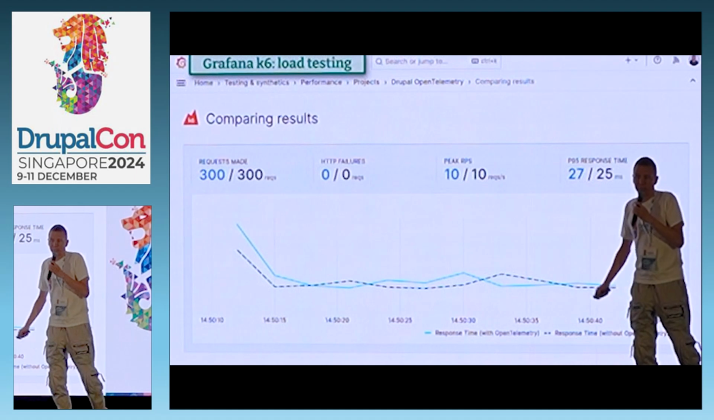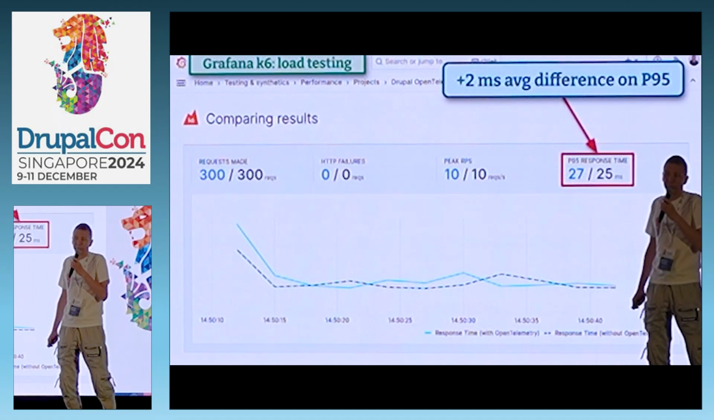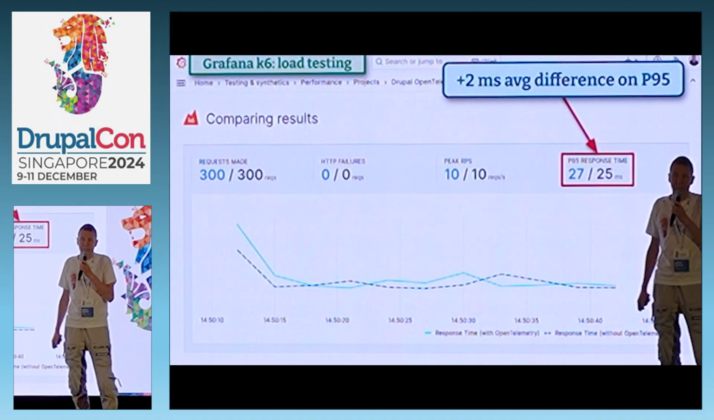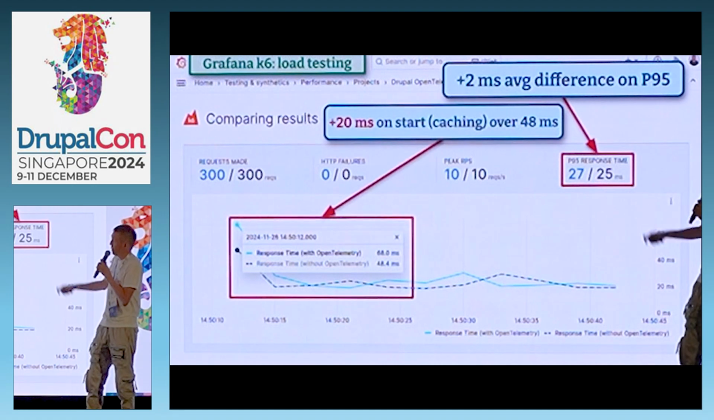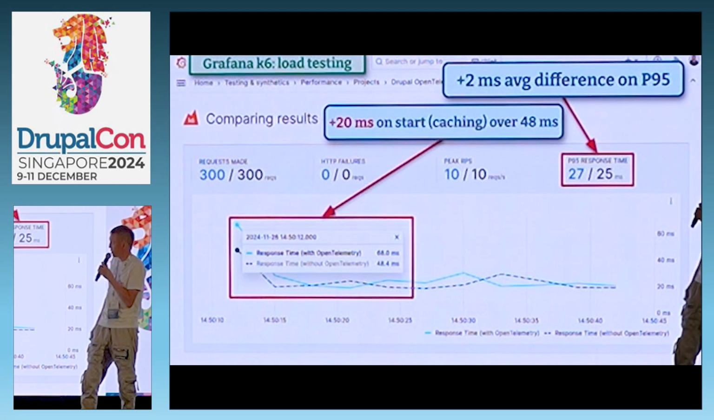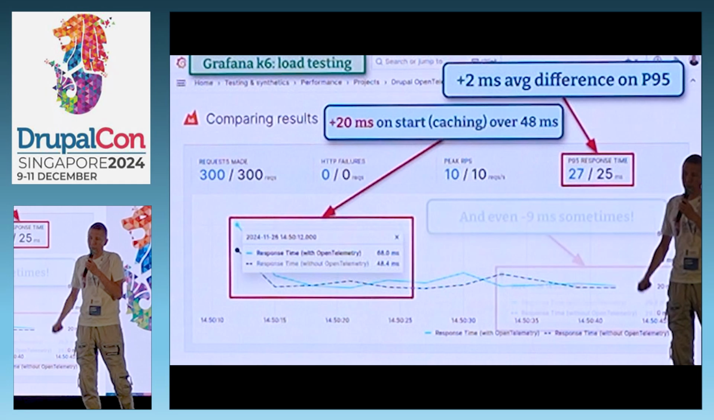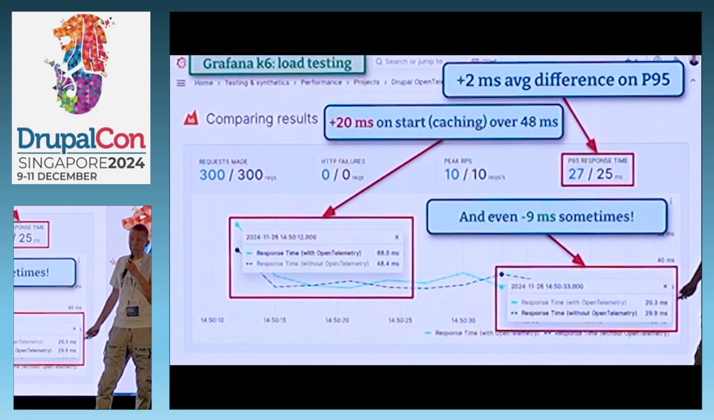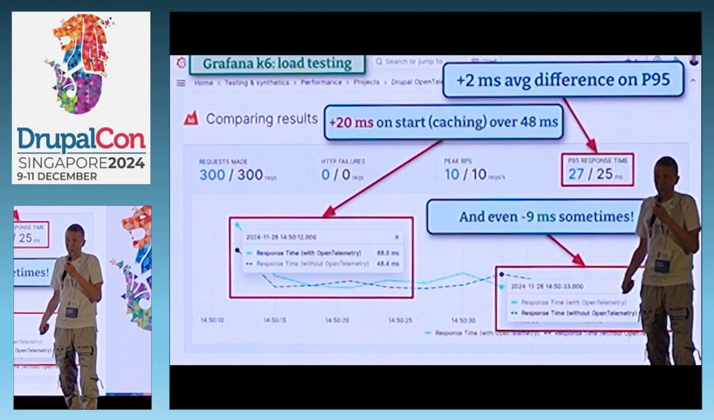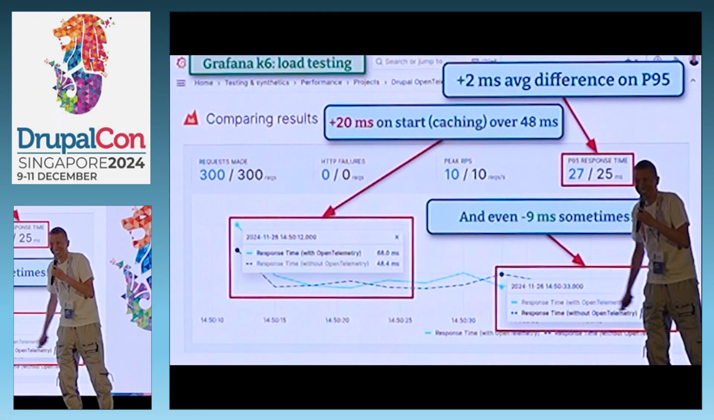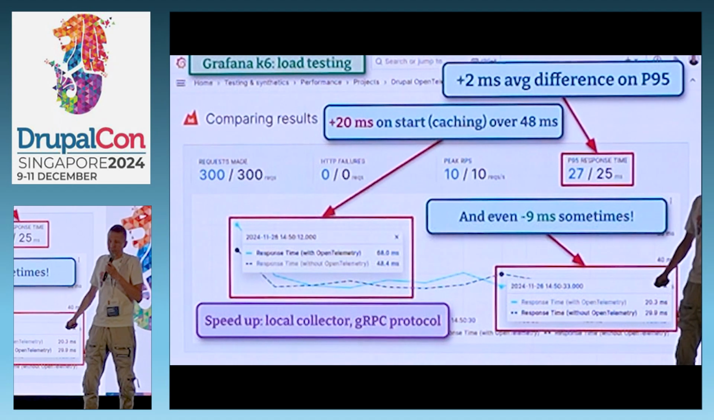So I ran the Grafana k6 load testing and found that actually it adds only 2 milliseconds average difference on P95. That's pretty good. Yeah, at the start we have some slowdown of 20 milliseconds. It's because of caching, because of some warming up. But then we can sometimes even get minus 9 milliseconds. So the website works quicker with OpenTelemetry than without it. So it's actually not a problem with performance.